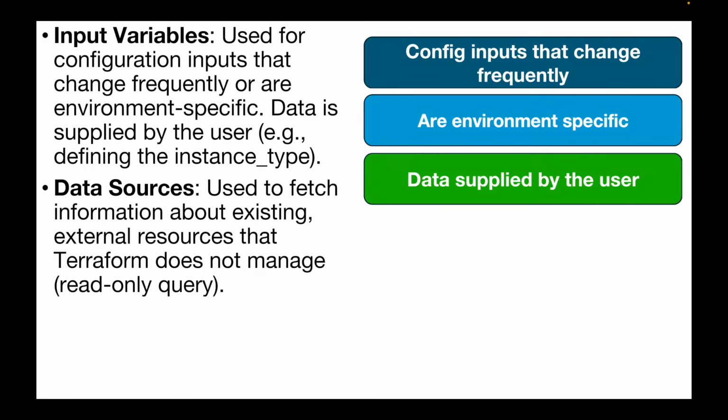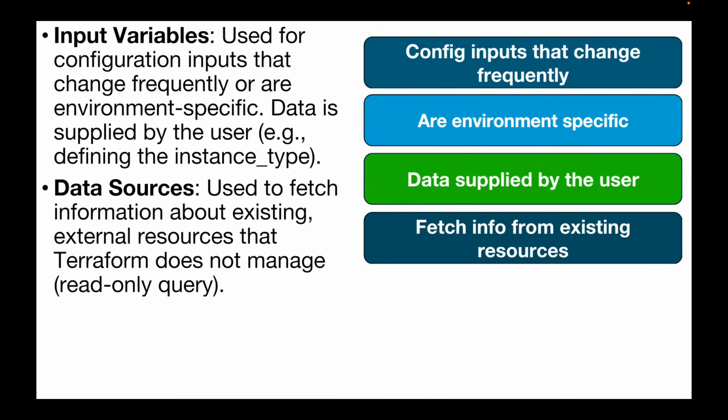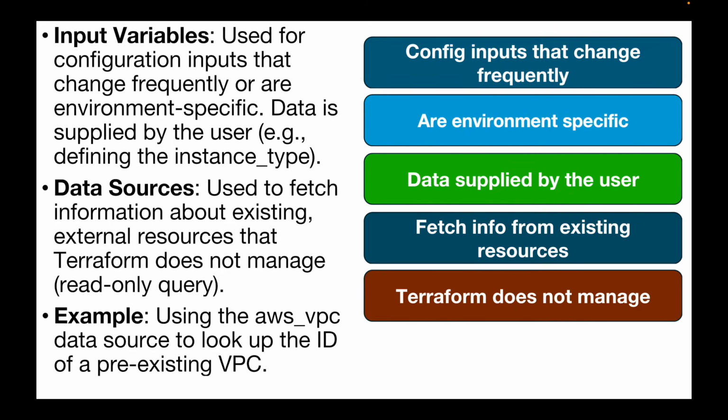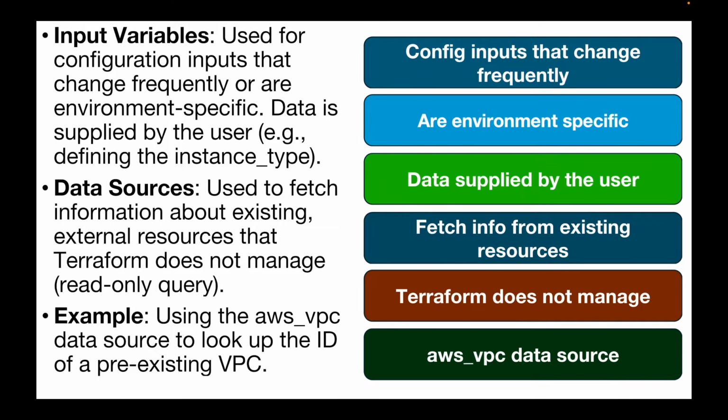Now data sources, on the other hand, are used when you want to fetch information about your existing resources. Like you already have that resource on AWS and you just want to fetch the information about it, and this resource is not managed by Terraform. So basically your data source is a read-only query. An example would be: let's say you already have a VPC and you just want to get information like the VPC ID from AWS. Then we can use the aws_vpc data source to fetch the information about your existing VPC.